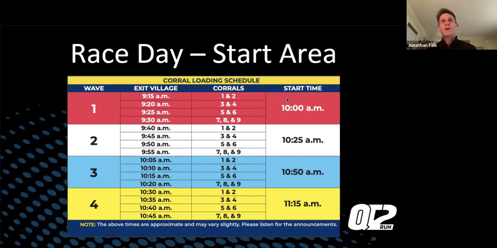This is also available on the BAA website for the race, so you can get it if you want to look at it again or print it out. You may want to take a screenshot right now. It just gives you a sense of when you need to start focusing, in the time leading up to those exit village times that are listed. Next slide.